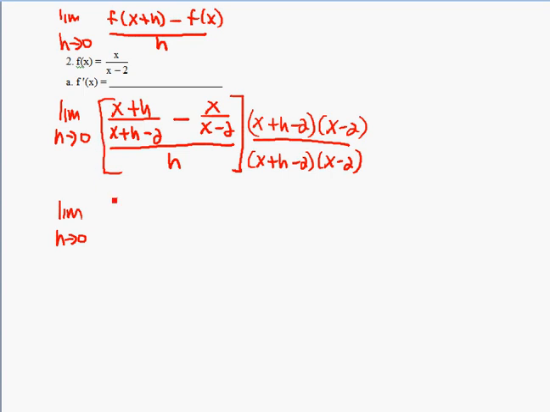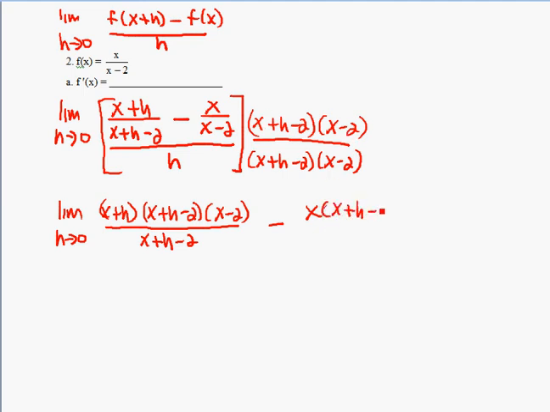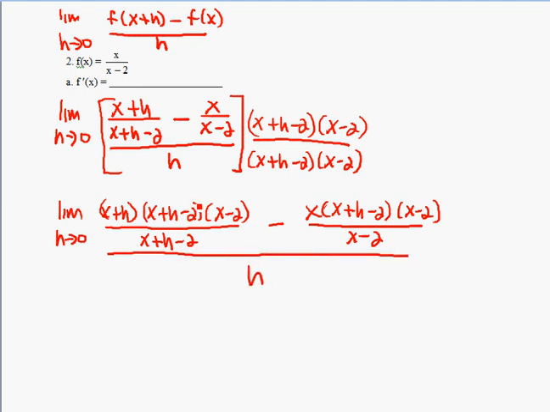The limit as h approaches 0 of x plus h times x plus h minus 2 times x minus 2 all over x plus h minus 2, minus x times this piece here, this numerator again, x plus h minus 2, x minus 2 all over x minus 2, now that is all over h. So the whole purpose of doing that is these two cancel and those two cancel. Hopefully you didn't need to see this step. Most people don't write this out, but I thought I'd write it out because there were a lot of terms here.